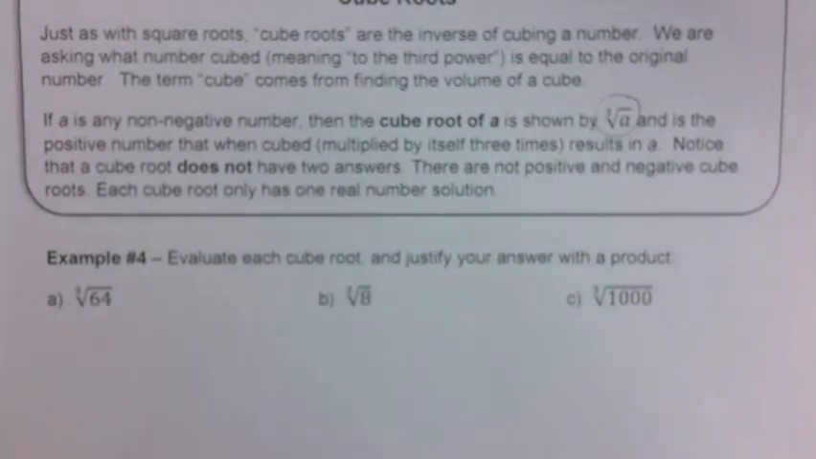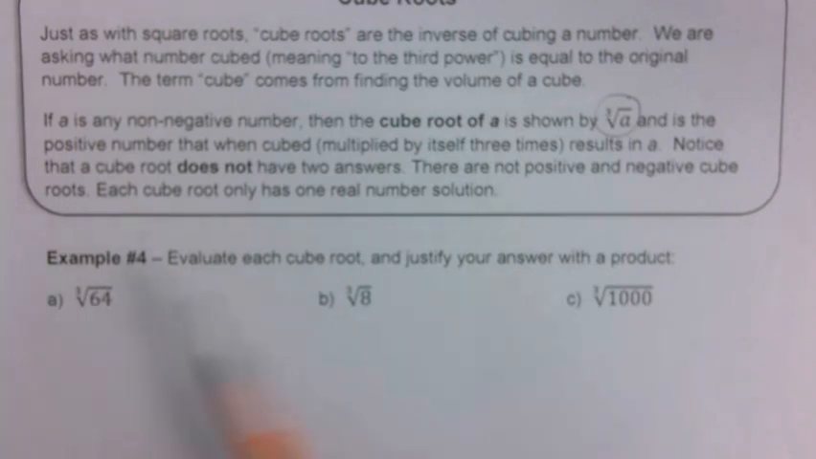That's the symbol for a cube root, and it's the positive number that when cubed, or multiplied by itself 3 times, results in the value of a. Notice that a cube root does not have two answers. It's not positive a and negative a, it's only positive a. There are not positive and negative cube roots. Each cube root only has one real number solution.